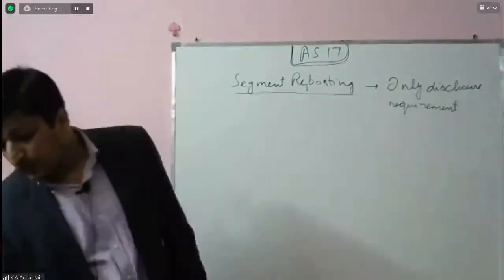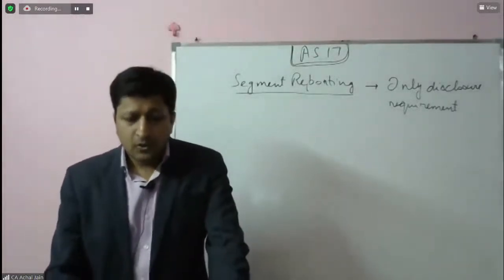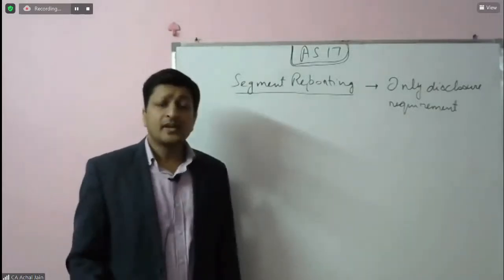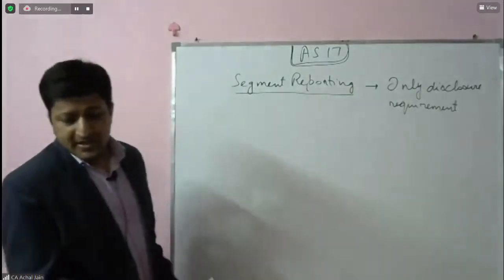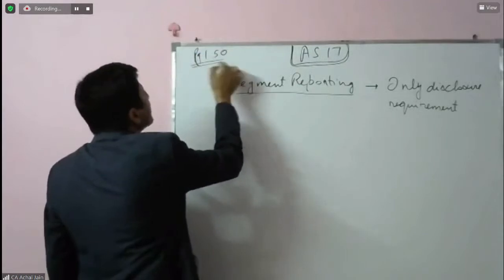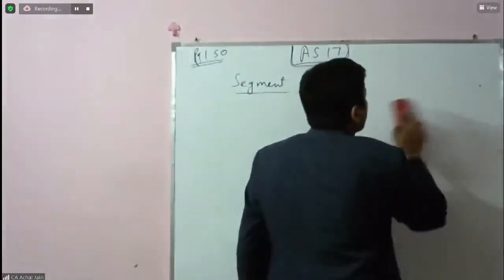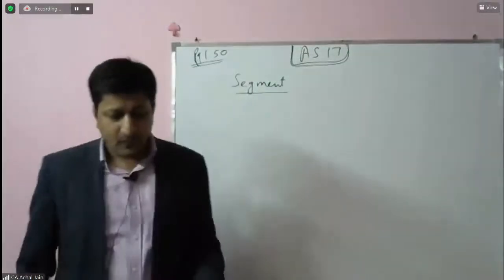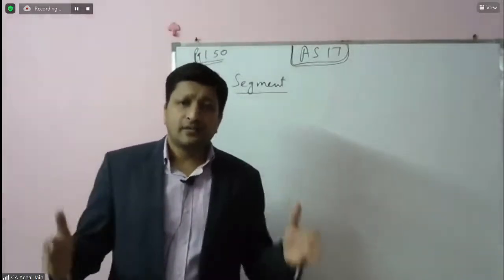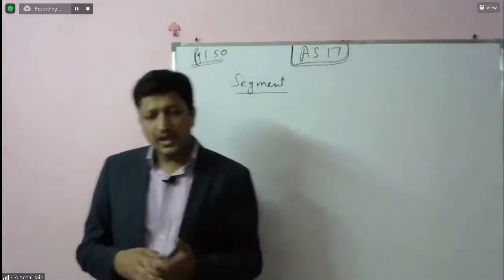Now, first of all, we should understand the meaning of a segment. Only then we will understand what is required to be disclosed or reported in relation to a segment. So let's understand about segment. You can go to page number 1.50. Before I get into the technicality, I'll just quickly tell you broadly what this standard would cover so that you can get a feeler of what we are going to discuss now.